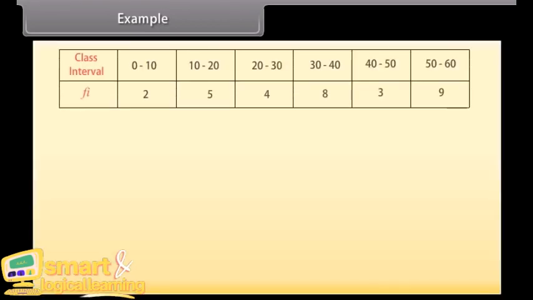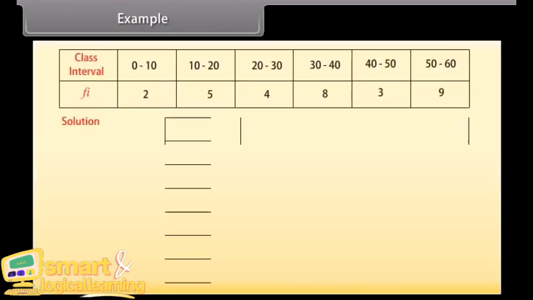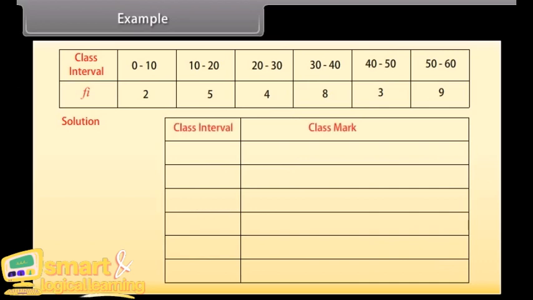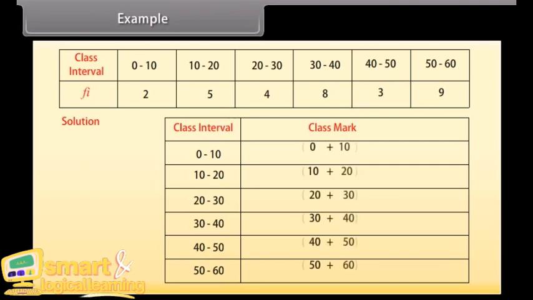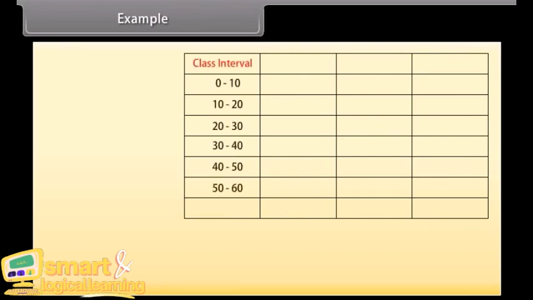Find the mean of the given data. Solution. First, we find the class mark of each class interval by using the formula class mark equals (upper class limit plus lower class limit) by 2. In the first column, we have written the class interval, and in the second column, we have written the frequency of the respective class interval.